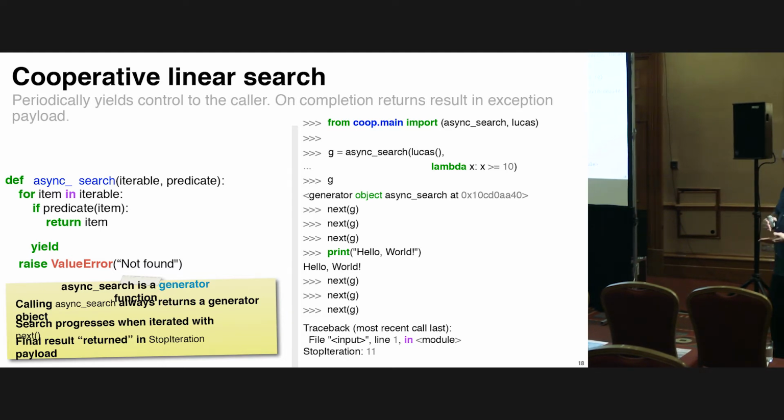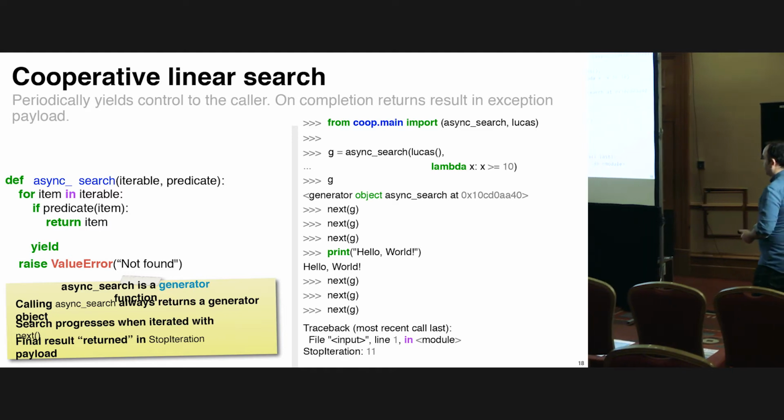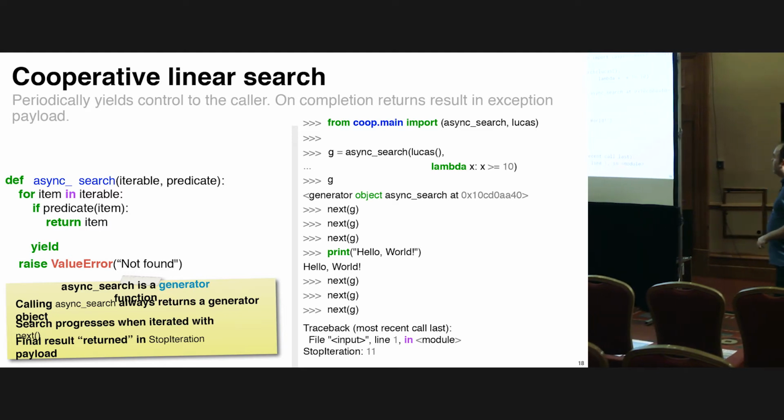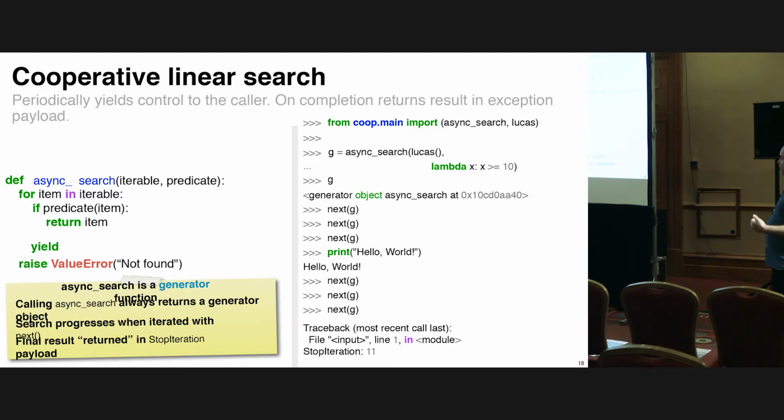So async_search is a very different animal to the search function, just because we put that yield in there. It's a generator function. Calling async_search always returns a generator object, and the search progresses when we iterate with next. And the final result is returned in the StopIteration exception payload.